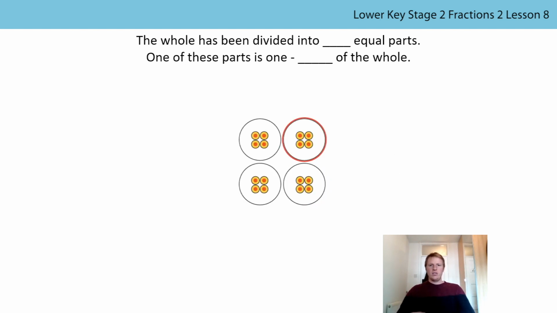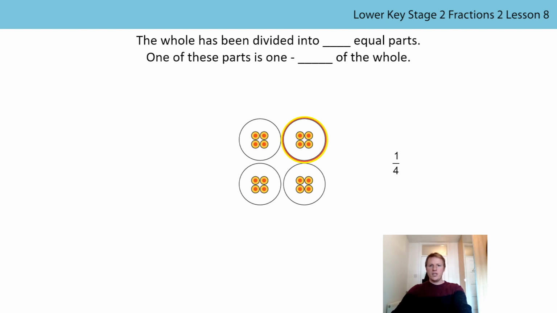You might have arranged them in this way. I can see that there are 1, 2, 3, 4 equal parts. The whole has been divided into 4 equal parts. One of these parts is 1/4 of the whole. Is there another way we can say 1/4? This is how it's written. 1 is our numerator because we've selected one of these parts. 4 is our denominator because, like we said, there are 4 equal parts. Another way to say this fraction is 1/4.